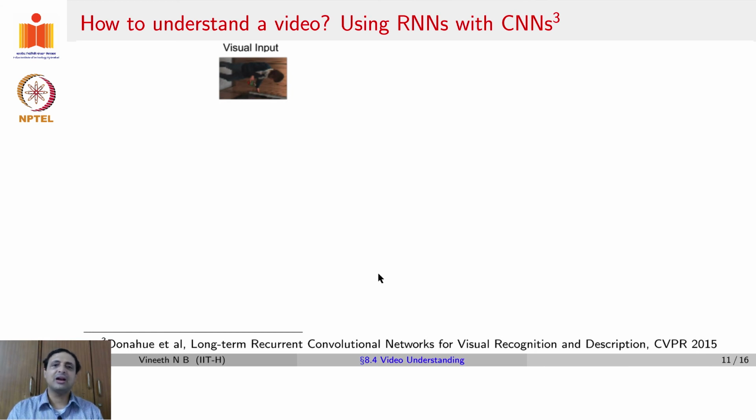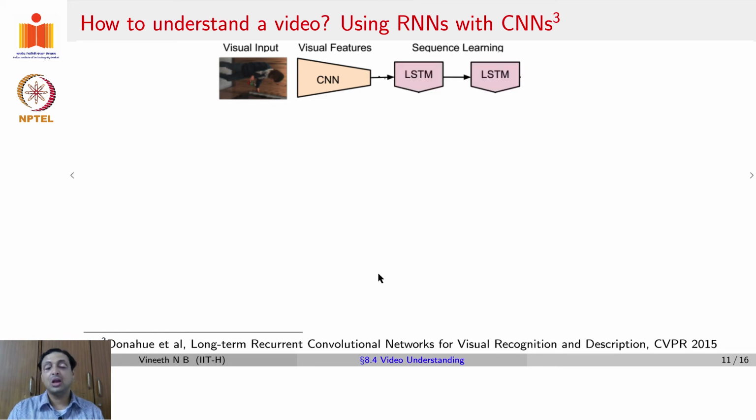What about using RNNs with CNNs to perform video understanding? Given a visual input such as an image, you first extract visual features from a CNN. You would forward propagate that through a CNN and take, say, the penultimate layer of an AlexNet or something like that as the representation of the image. Now these representations of the image can be provided to a set of LSTMs or RNNs to perform sequence learning to give your final predictions.